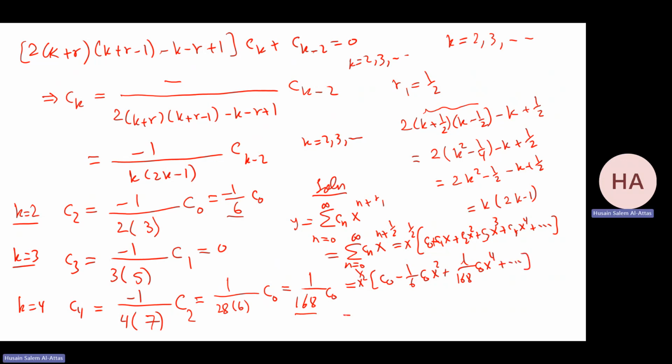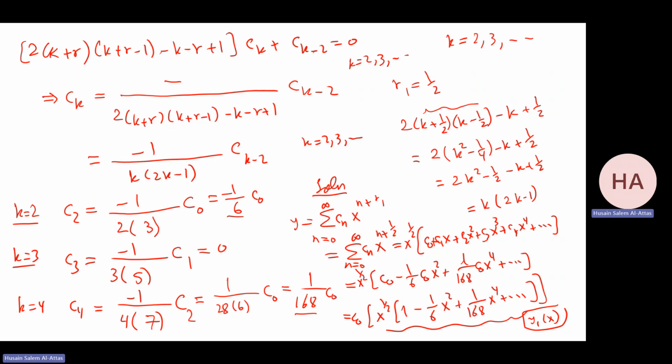If I take C0 as a common factor, what is the remaining? x to the power half times 1 minus 1 over 6 x squared plus 1 over 168 x to the power 4. So this is the solution, y1 of x.